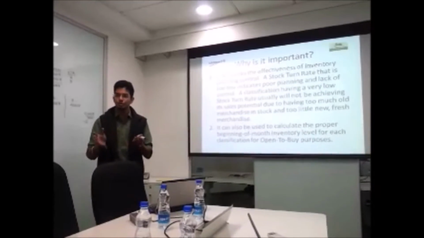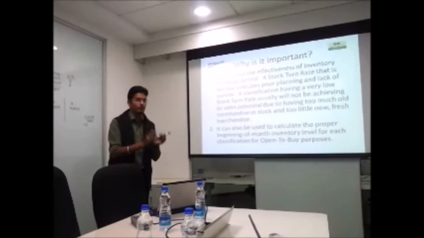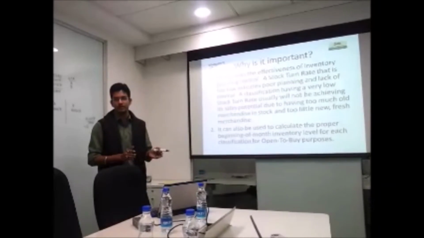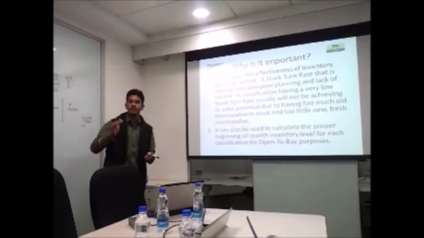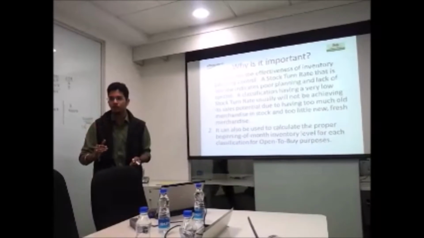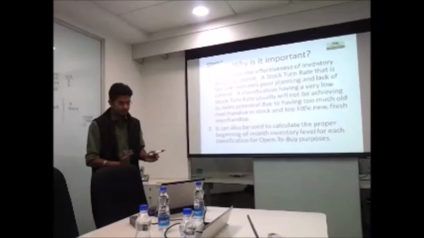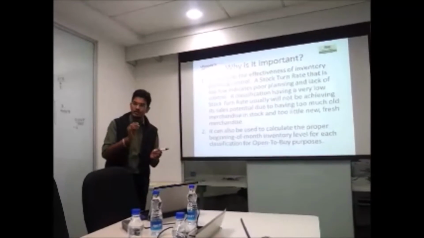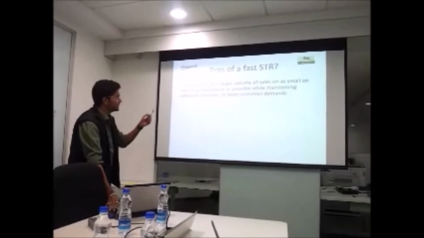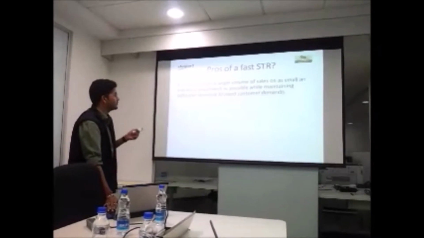It's a difference which will tell you that either you have too much inventory, so reduce it, or you have too little inventory, so increase it. So it basically gives you that message. So STR is actually the formula which tells the distributor that boss, you need to plan your open to buy like this. So that's why it becomes very important. These are the pros of the fast STR.